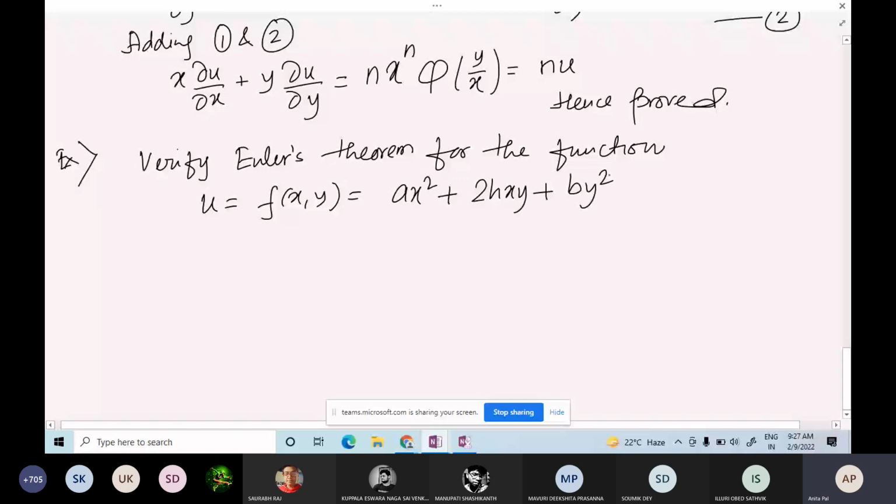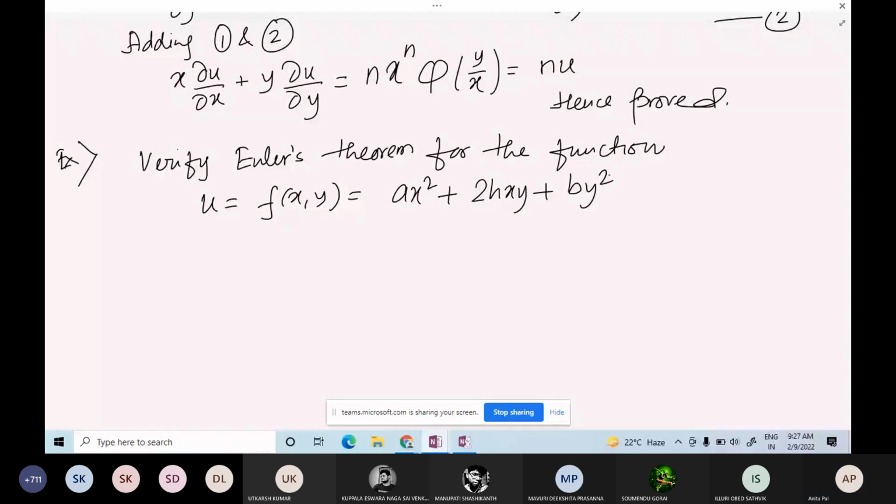The first check should be what? Is it a homogeneous function? Because Euler's theorem can be applied only for a homogeneous function. We cannot apply Euler's theorem to any function which is not homogeneous. So the first check should be whether it is homogeneous or not. By seeing the function, we can easily understand that it is a homogeneous function and its degree is 2.